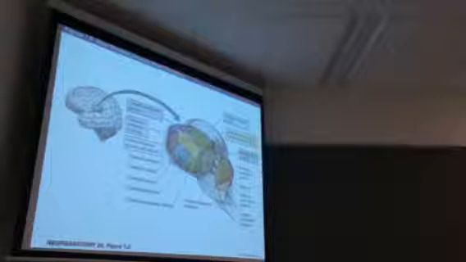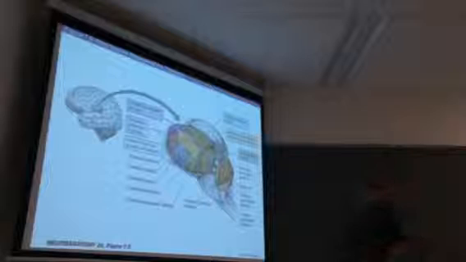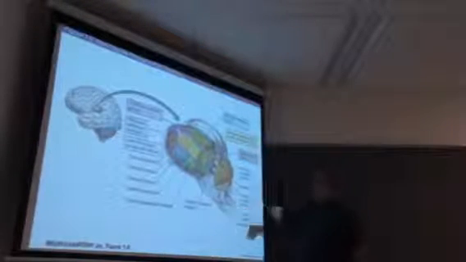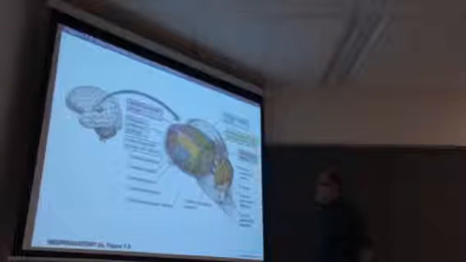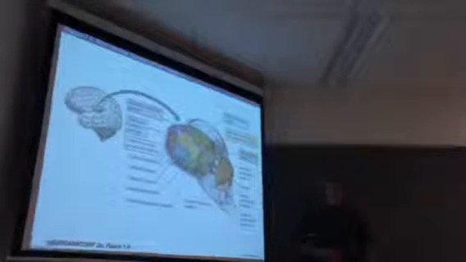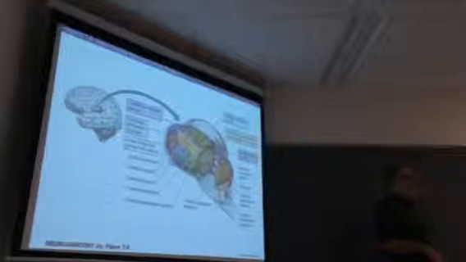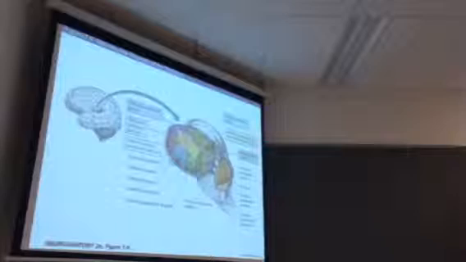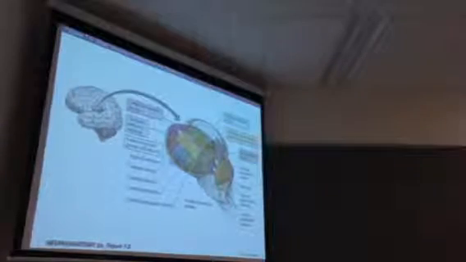At the back end, so if this is anterior, this is the posterior group, and it consists of three structures: the pulvinar and the two geniculi, the medial geniculate and the lateral geniculate. Geniculate literally means knee, and those are the little knees at the back of the thalamus.